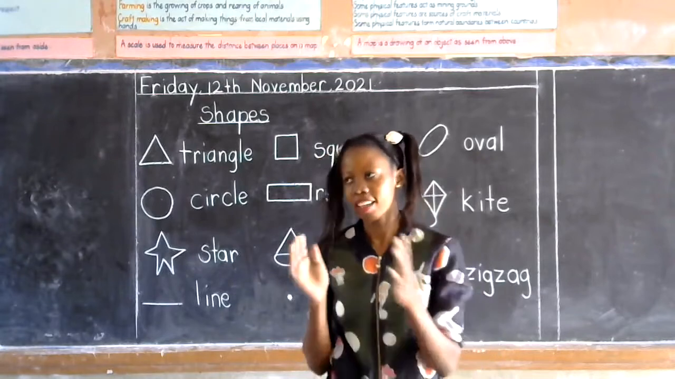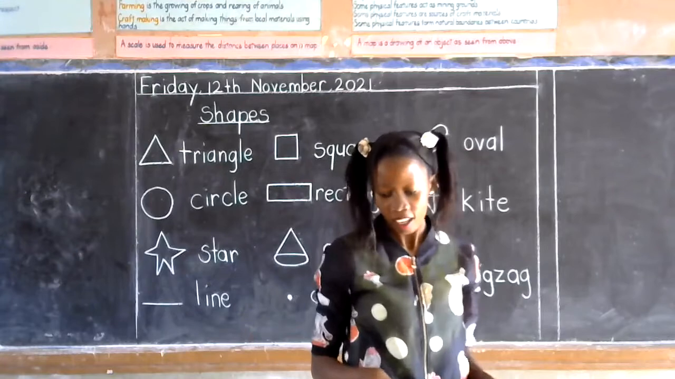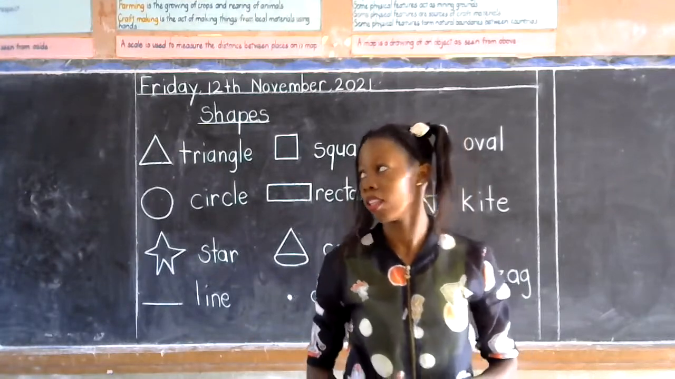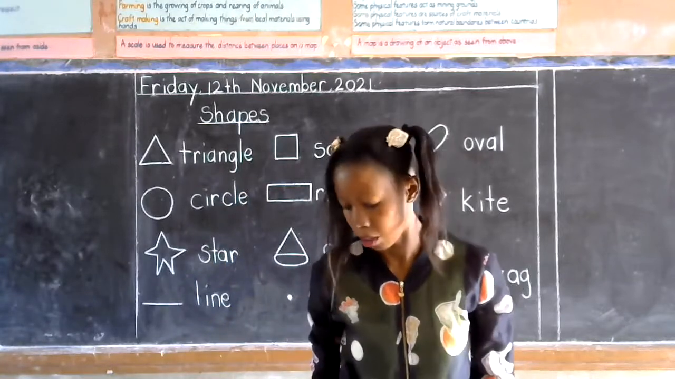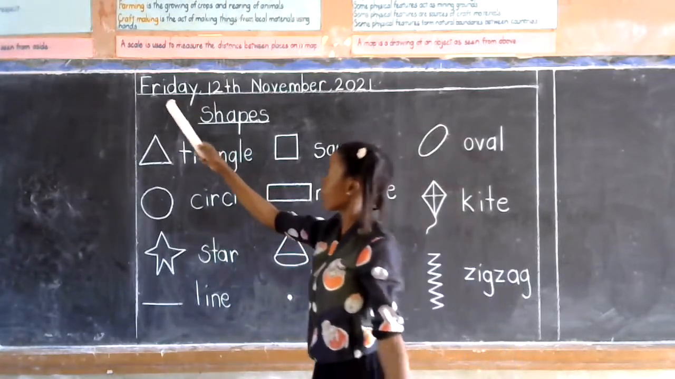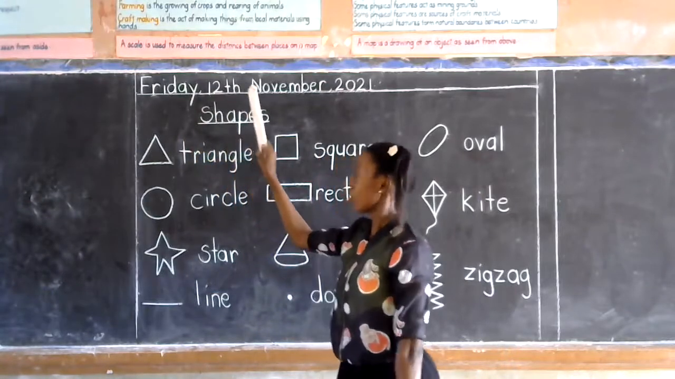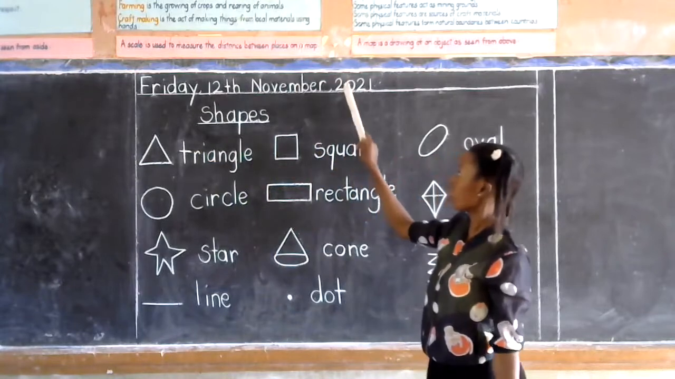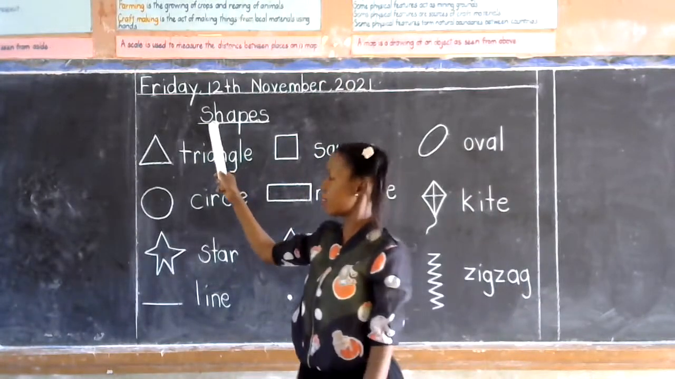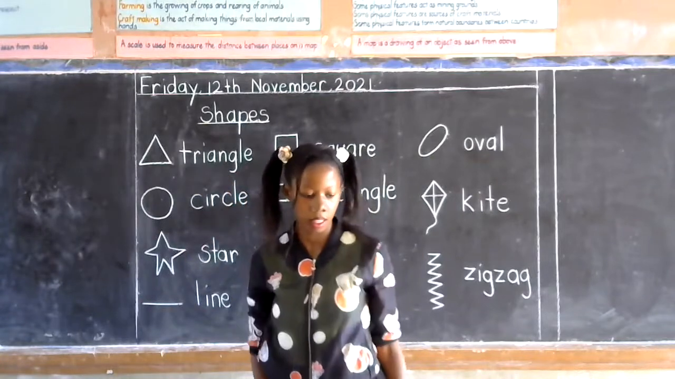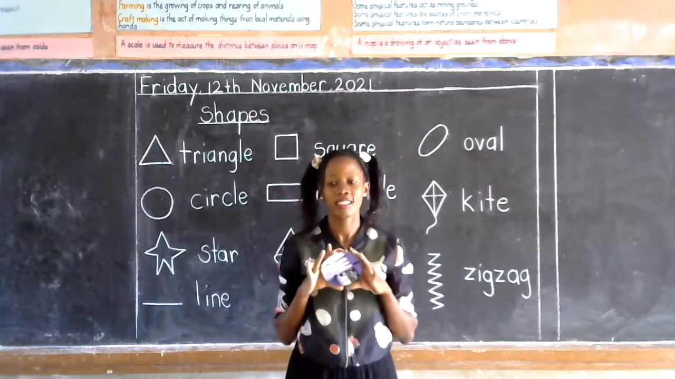Okay, hello, hey. Okay, friends, today we are going to look at the shapes. Today is Friday, 12th November 2021. You are going to look at the shapes. Which shape is this?